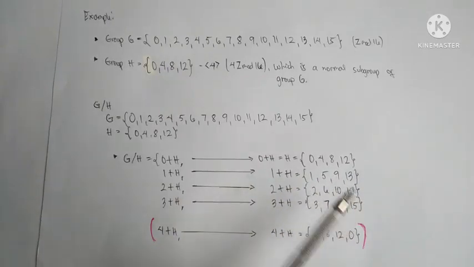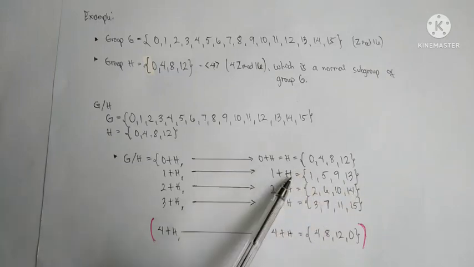In this part, we're not talking about the cosets themselves. We're talking about the order of the group of cosets.